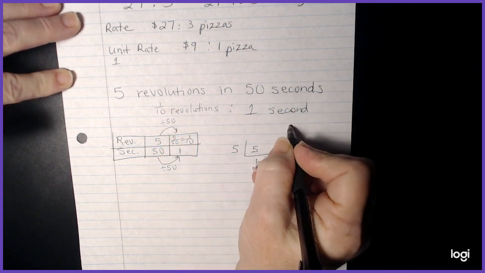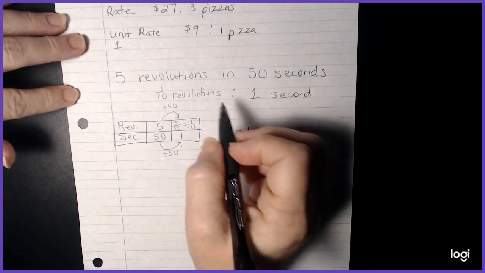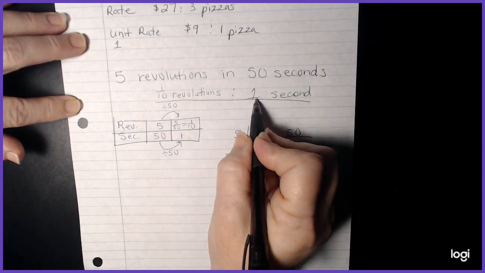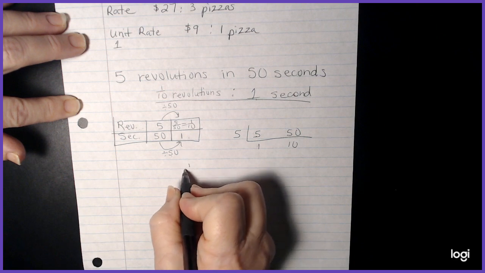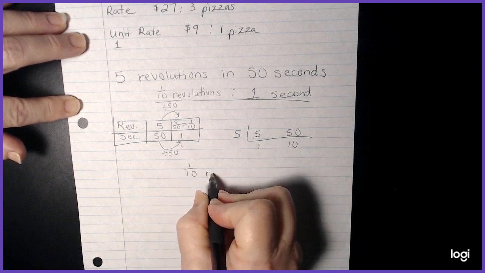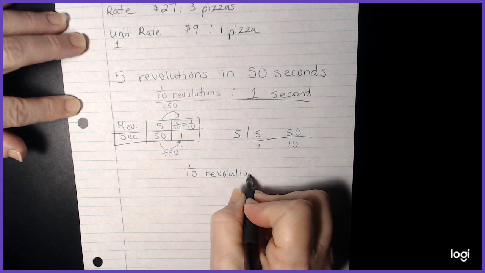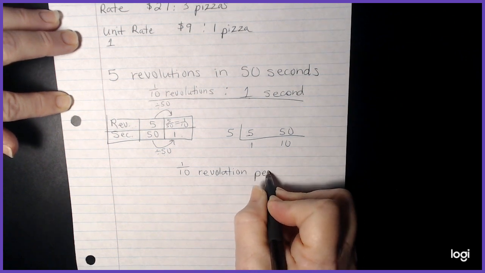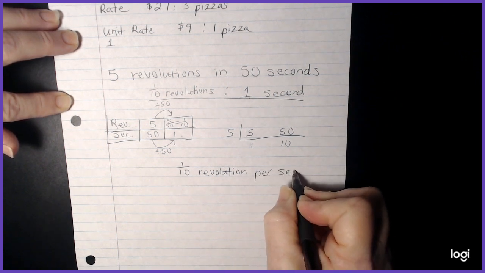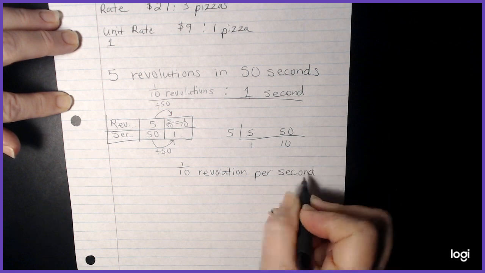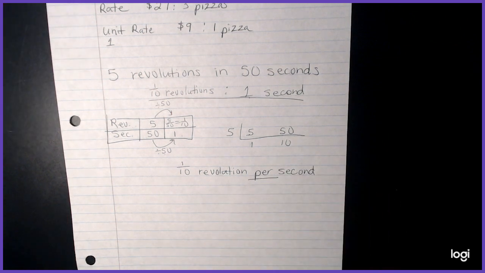in 1 second. Now, if you were looking today as you were grading your papers, sometimes we don't put the 1. We actually say it like this: 1/10 revolution per second. Per means 1, per 1 second, per 1 minute.